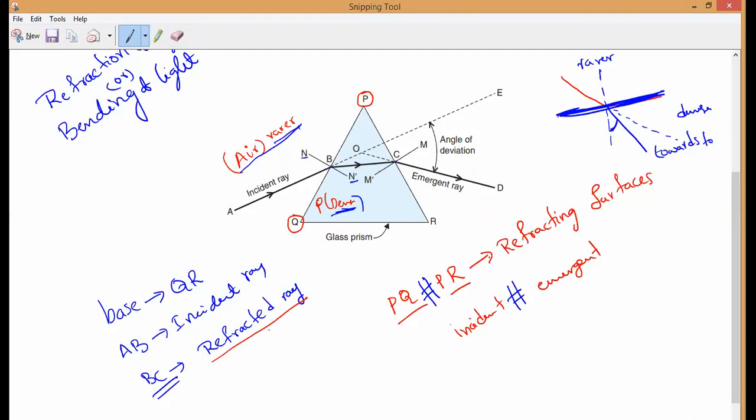The refracted ray of light, which is bending towards which face? It is bending towards the downwards. Correct or not? It will bend towards which face, guys? QR face. That is, you should remember.